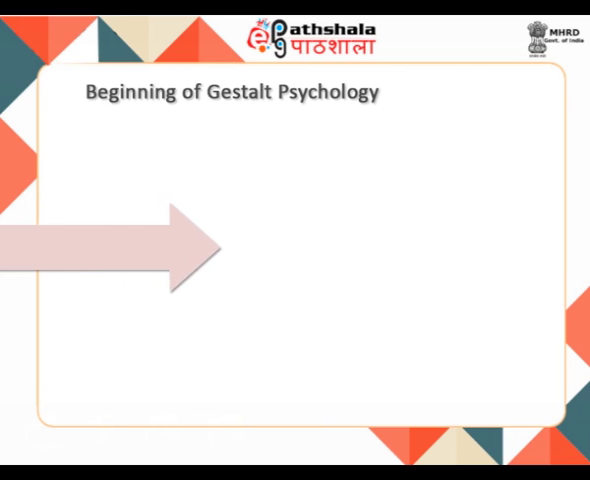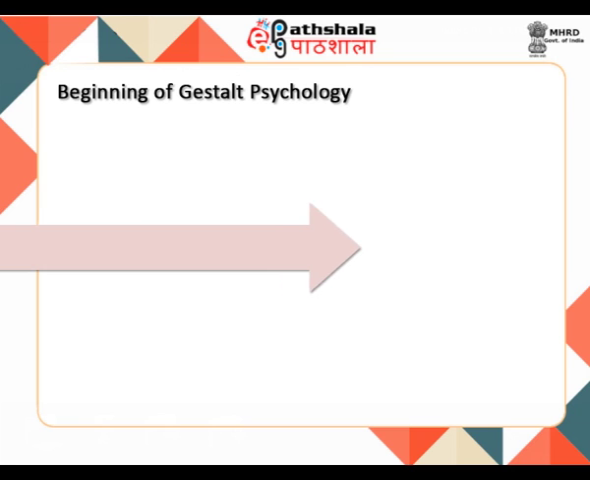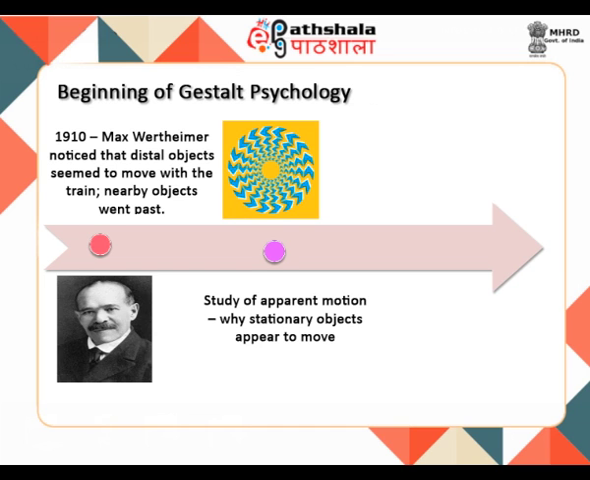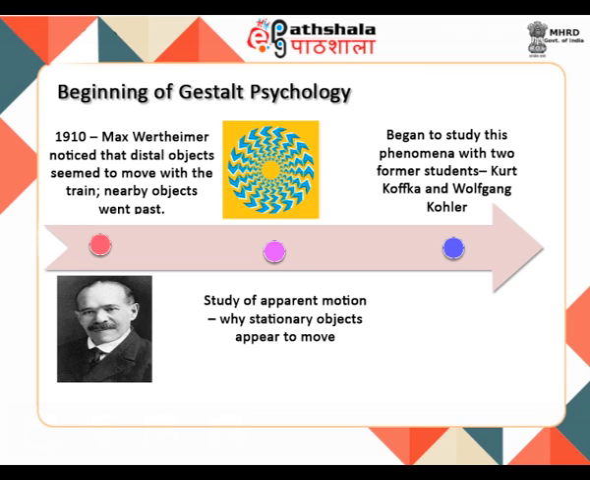This was the time when Gestalt psychology started to emerge as a strong influence. In 1910, Max Wertheimer, on vacation, noticed that distant objects seemed to move with the train, while nearby objects went past. Then, he studied apparent motion, why stationary objects appear to move with the started train. This further led to the study of apparent motion with his two former students, Koffka and Kohler.